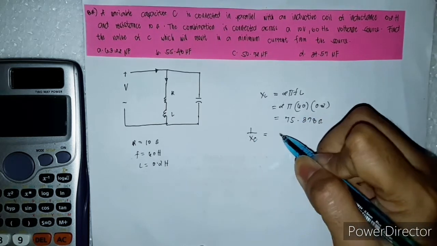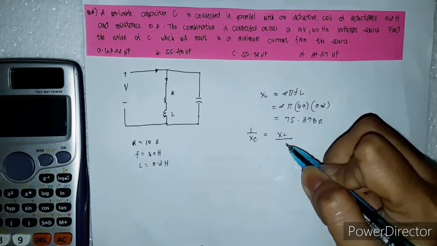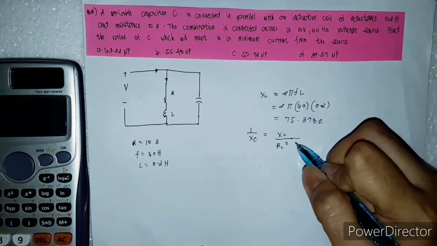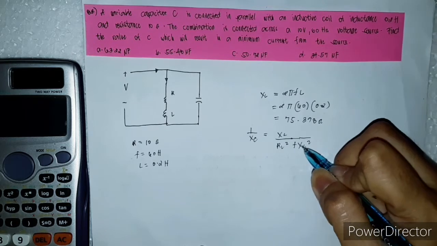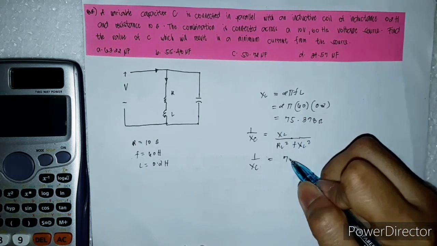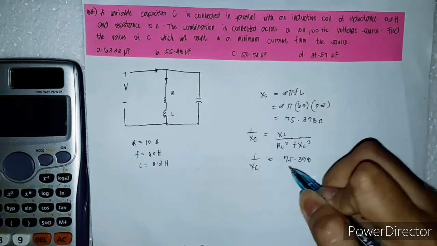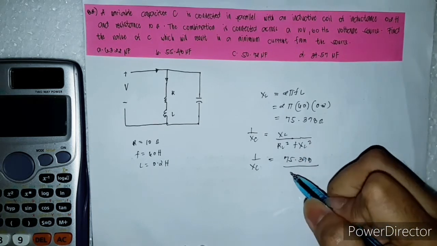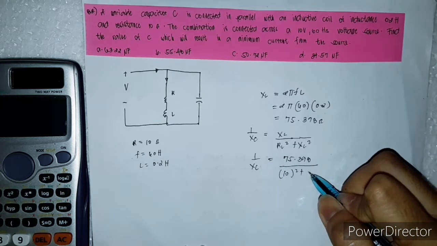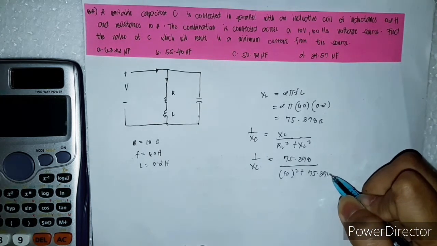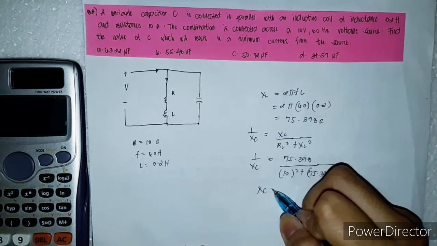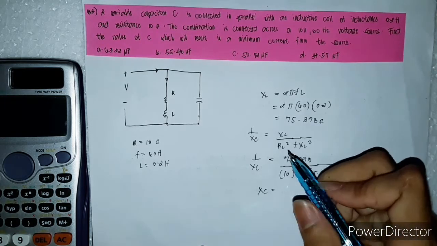Then find the value of capacitive reactance using this formula. 1 over XC is equal to XL over RL squared plus XL squared. So 1 over XC is equal to our XL, 75.398 ohms, over our RL, 10 ohms, squared plus 75.398 squared. The value of our capacitive reactance is 76.72 ohms.